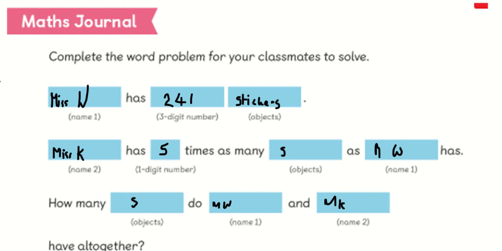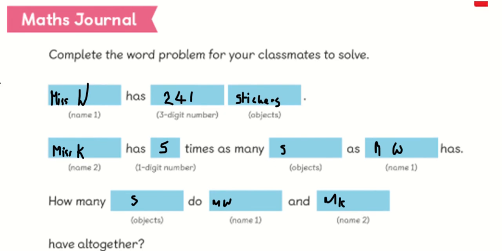So I want you to have a go at solving this one. Miss Waterall has 241 stickers. Miss King has 5 times as many stickers as Miss Waterall has. How many stickers do Miss Waterall and Miss King have all together? Have a go at solving it. Pause the video and we'll come back for an answer.